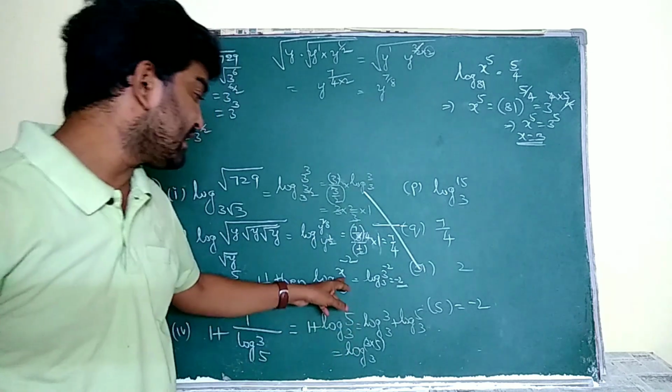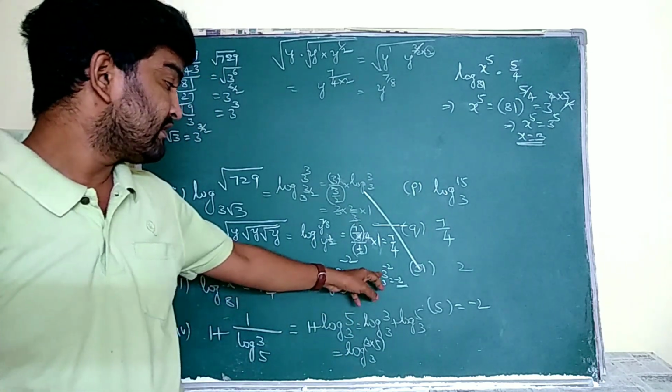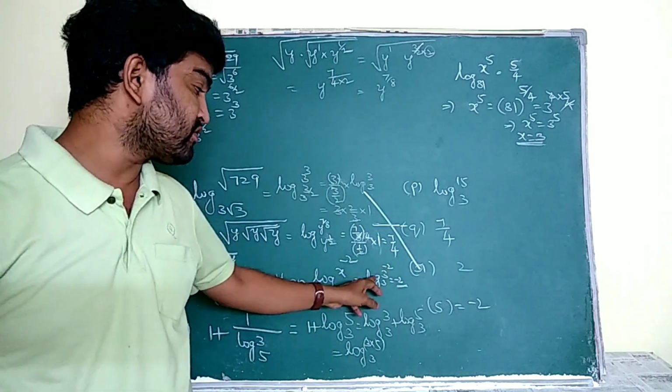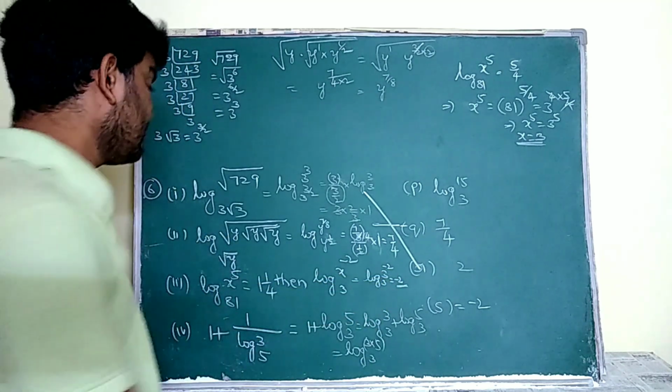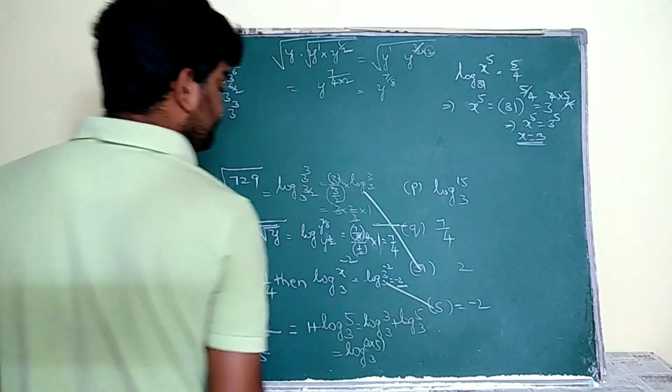If x is equal to 3, then substitute that 3 here. 3 power minus 2. Then this minus 2 comes out and log 3 base 3 is 1. So that is minus 2. It is mapped with minus 2.